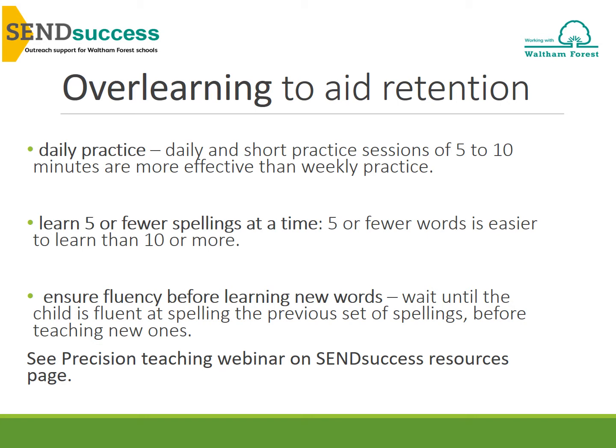It's much easier to have a fewer number of spellings to learn and also to ensure fluency before learning new words. So if a child has not mastered the spelling of those words before moving on to a new set of words to learn, it's useful to continue practising spelling those words, to embed them, and then move on to a set of new words to spell. Now, precision teaching is an intervention technique that follows those principles. So if you are considering some intervention for dyslexic children in your classroom, then I'd recommend looking at the precision teaching webinar on the Send Success Resources page.